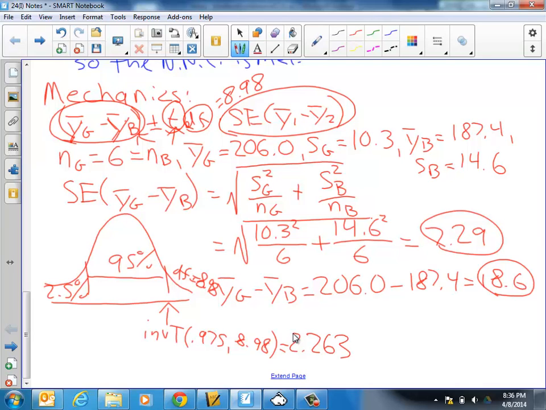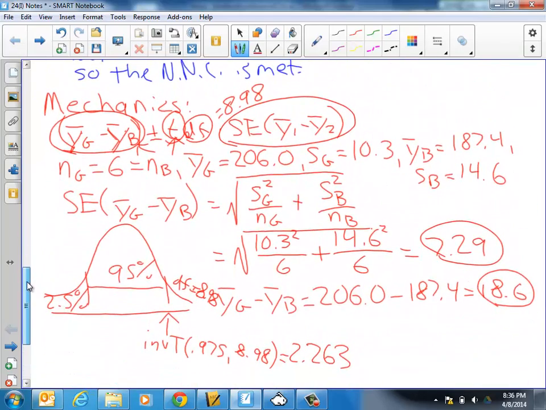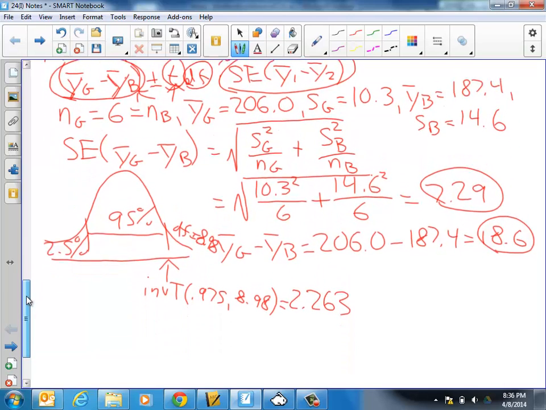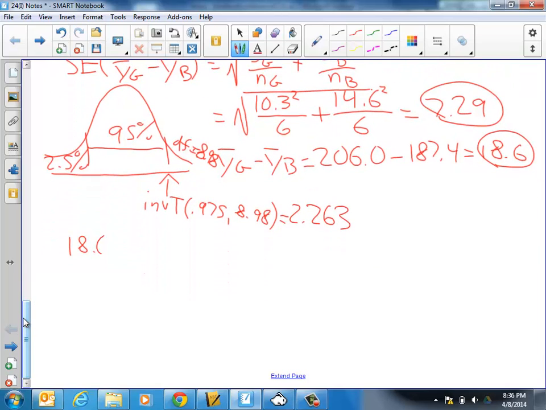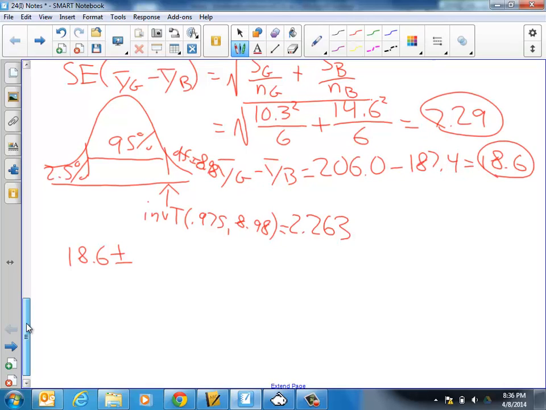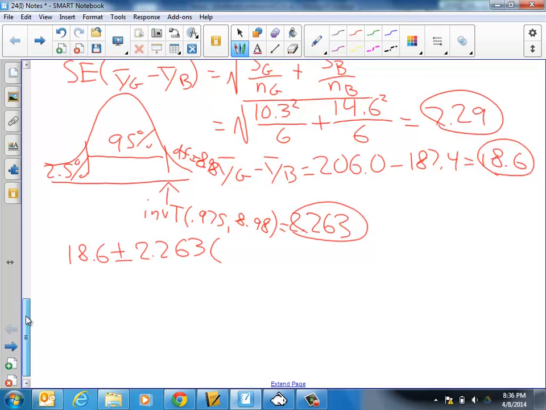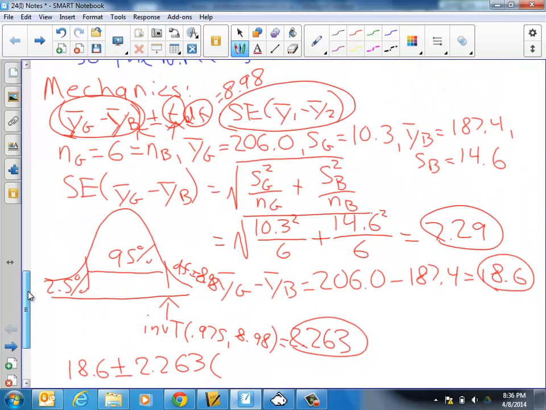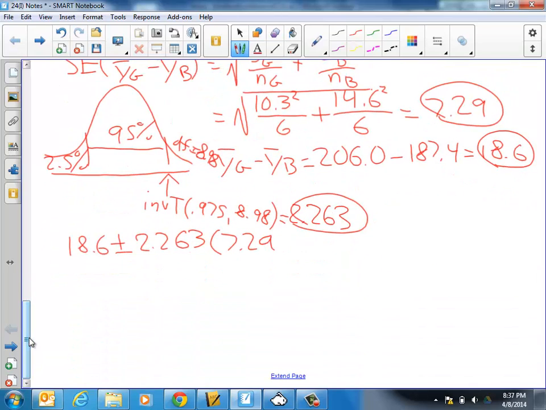All right, so let's fill all this in together so we get the confidence interval for the true difference in battery life average between generics and brand names. We had, the first thing circled was 18.6 plus or minus. Our t-score was 2.263 right here times our standard error of 7.29. Okay, so again, this is your margin of error.